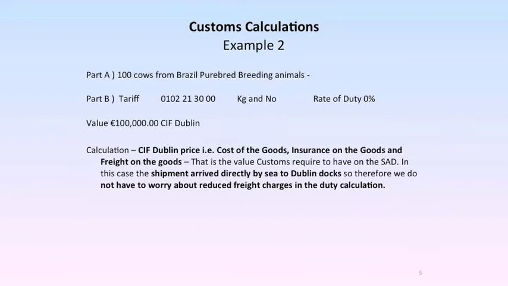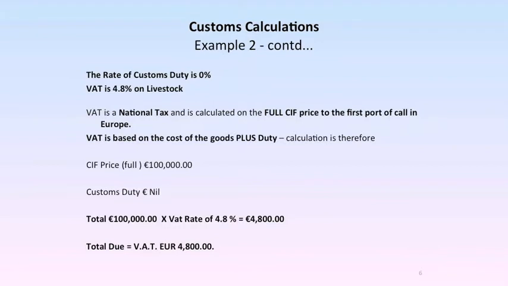Now in this particular shipment it has arrived directly by sea to Dublin docks, so therefore we do not have to worry about reduced freight charges in the duty calculation. The rate of customs duty is 0%. VAT is 4.8% on livestock. So VAT is a national tax and is calculated on the full CIF price to the first port of call in Europe. In this case, Dublin is the first port of call.